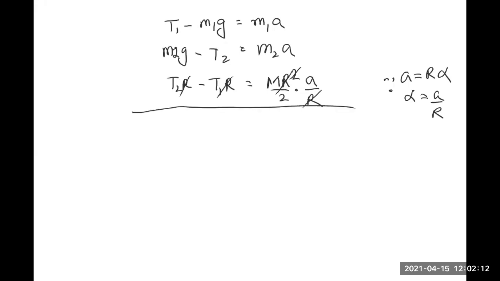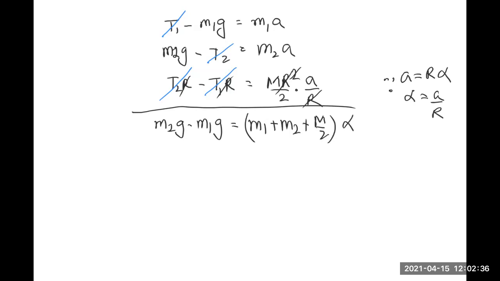Basically, I have to add these three equations. When I add these three equations, T1 minus T1 minus T2 plus T2 cancel. So I end up on the LHS M2G minus M1G is equal to M1 plus M2 plus M by 2 into A. So A is equal to M2 minus M1 into G upon M1 plus M2 plus M by 2.